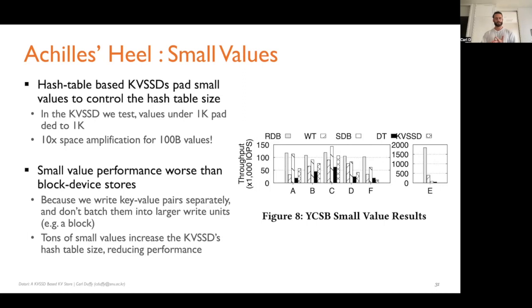The second thing is that because we're writing key value pairs separately to the key value SSD, we can't group them into one larger write unit like block device KV stores do in group commit mechanisms. So they'll group a lot of smaller KV pairs into a block and write it to the disk. But in our case, we're sending a new command for each small key value pair write, which really, really reduces the write throughput compared to the block stores. So Dotaree and the KVSSD can't compete for small value performance right now.